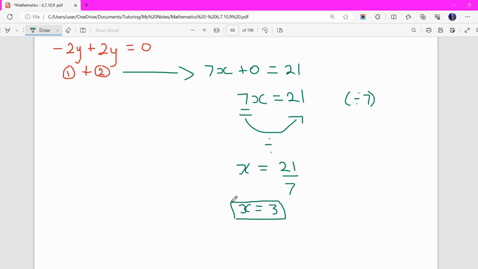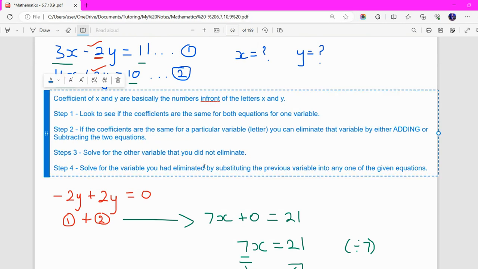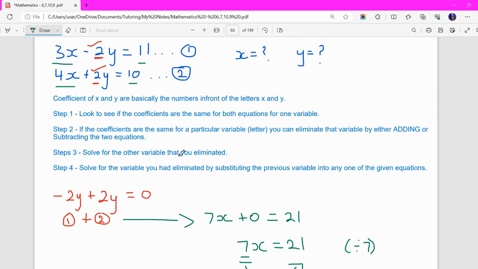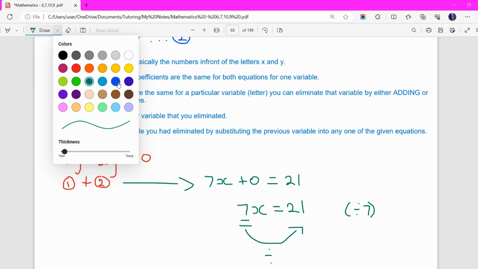So now that we know the value of x, we go on to the next step. So let's say solve for the other variable that we did not eliminate. This is wrong. You're supposed to solve for the variable that you eliminated. Because we already solved for the variable that we did not eliminate, which is x. So now we have to solve for the variable that we eliminated, which is y.